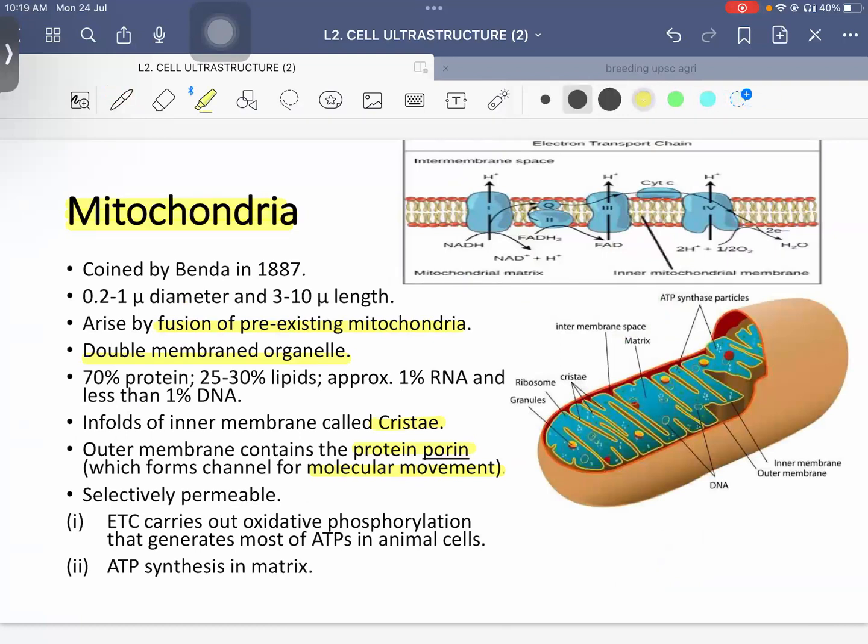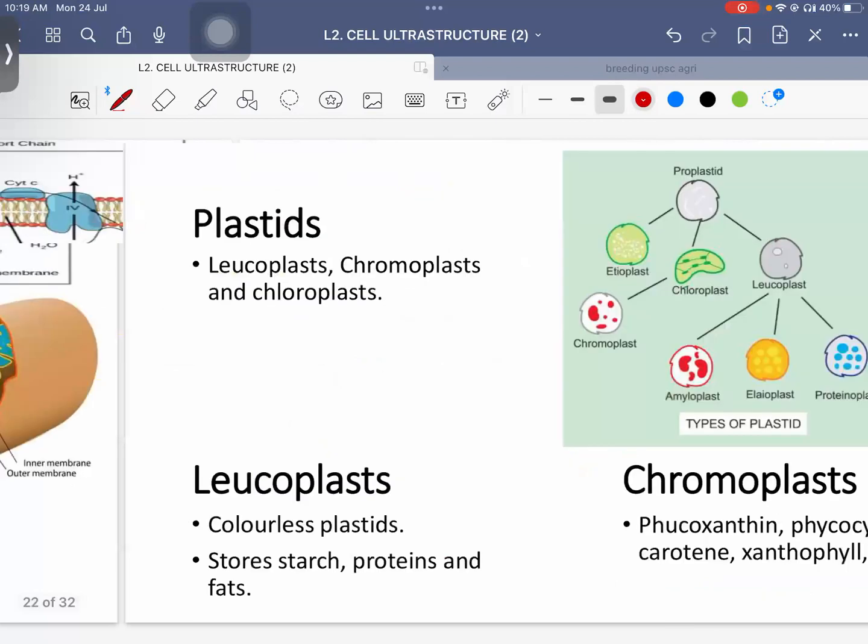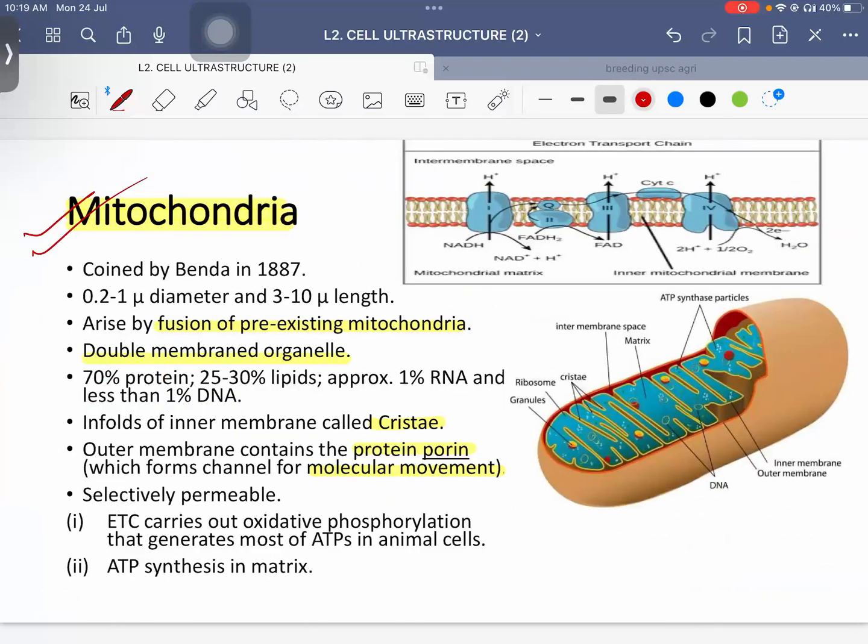Next, the most important one we are discussing is mitochondria. So what about mitochondria? It arises by the fusion of pre-existing mitochondria. The pre-existing mitochondria lead to the other mitochondria. It is composed of 70% protein and 25% lipids, and the internal structures you can see here, the cristae.